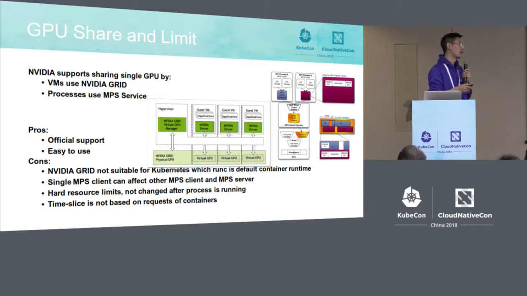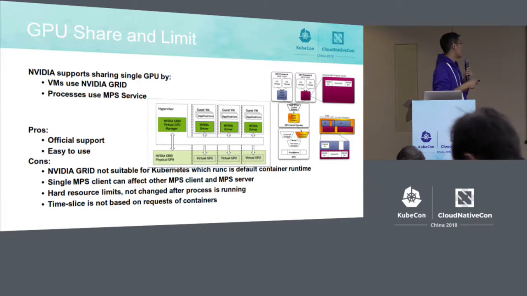For example, 0.1 core or 0.5 core, so they can fully utilize the computing resource. So can GPU be shared in the same way? Yes. For NVIDIA, they have realized certain GPU sharing approaches. For example, for VMs there's NVIDIA GRID, and for multiple processes there's the MPS service. We have looked into these two approaches by NVIDIA, and we have done some tests as well.